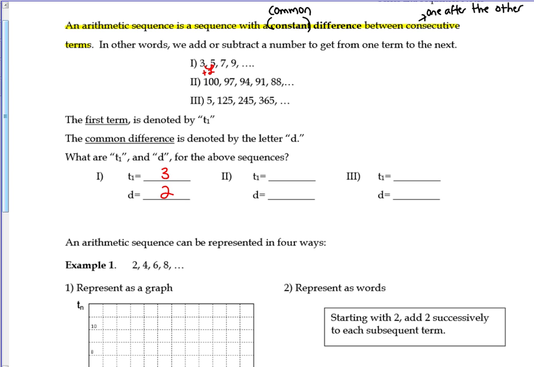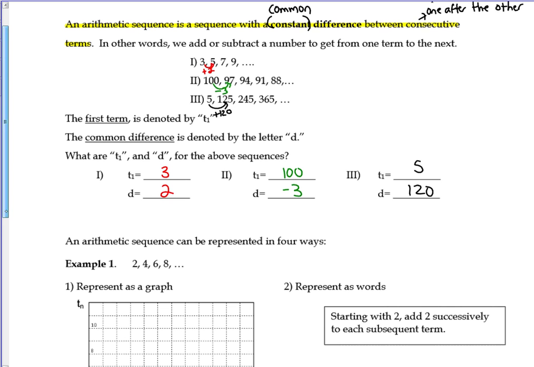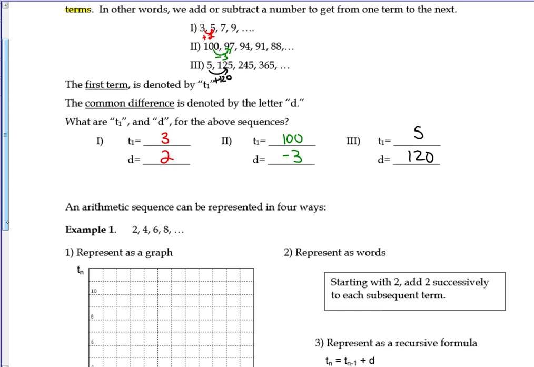Okay, T1 in the second one would be 100, and what's your common difference? Negative 3, because we're subtracting 3 each time, it's minus 3. Next guy would be 5 and 120. We're adding 120 each time. Good. So figuring out what your first term and common difference is going to be really crucial to figuring out the formula, the general term, okay, coming up.